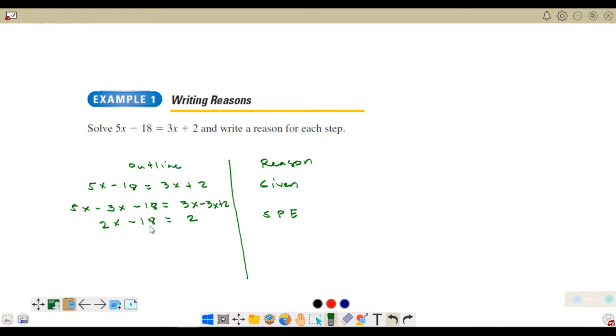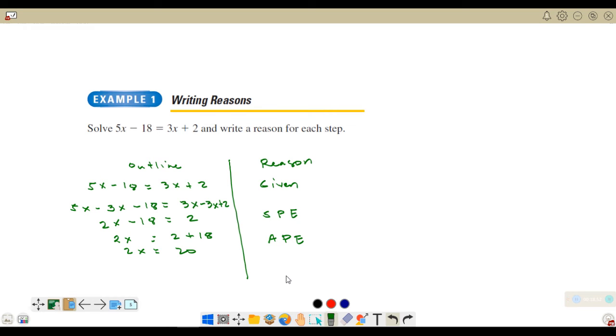Next, we want to combine like terms ulit, si 18 and 2. So, how can we get 18 to the other side? So, we have to add 18. And that will give us the value of 0 dito sa left-hand side. We have, diretso ko na, 2x is equal to 2 plus 18, or 2x is equal to 20. And this is through addition property of equality.